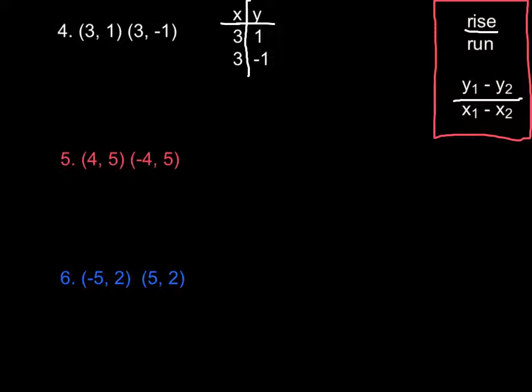I wrote the first 2 points in a table so that I can do my subtraction right there. 1 minus -1, when I minus a negative, it's the same as adding a positive, so that's a 2. And 3 minus 3 is 0. I put my y's on top of my x's, and I get 2 divided by 0. Can we divide anything by 0? We cannot. Therefore, it is undefined.